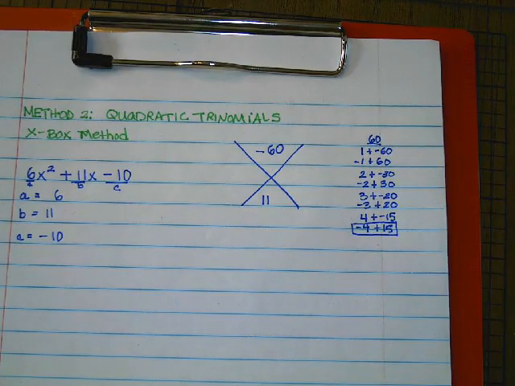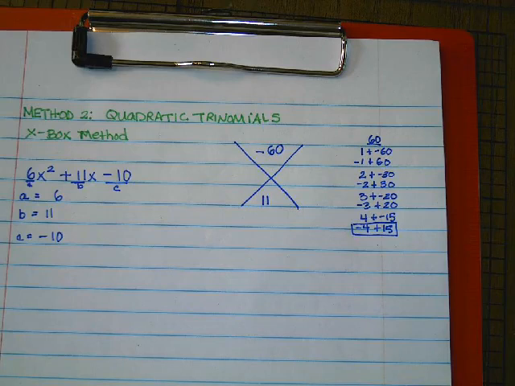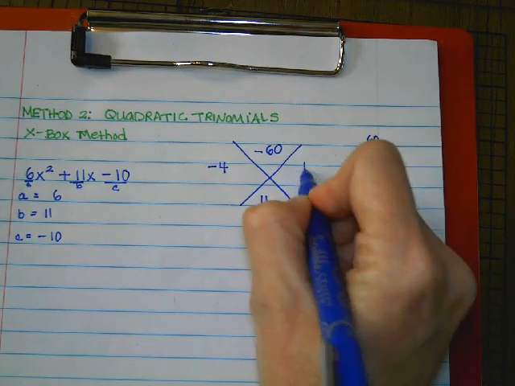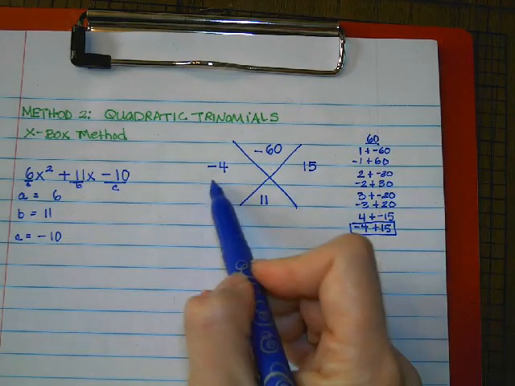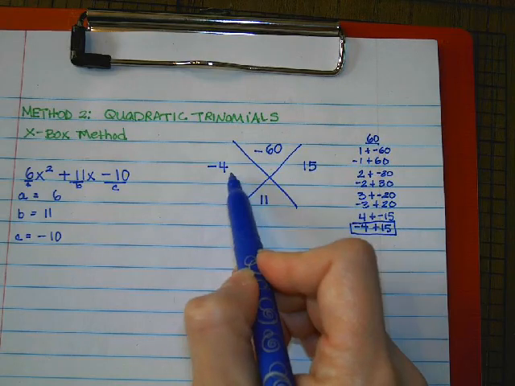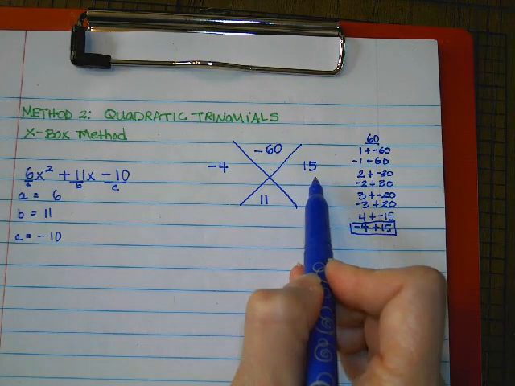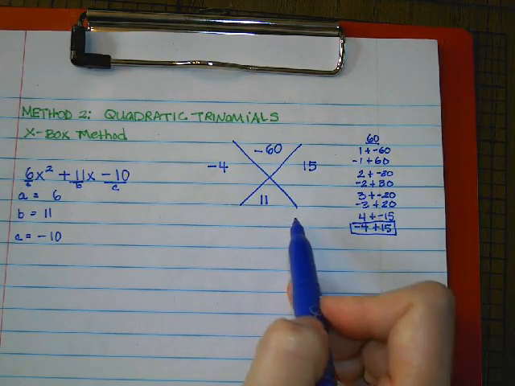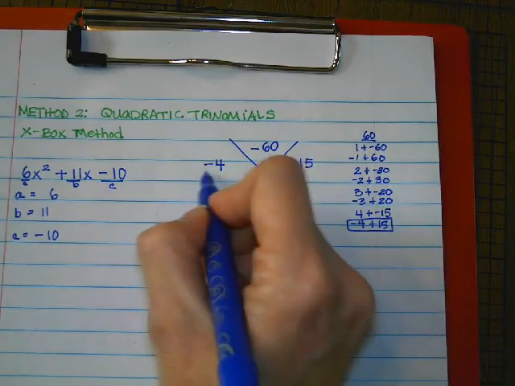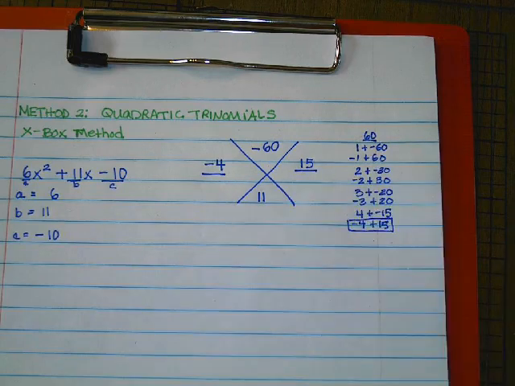All right, so now our factors are -4 and 15. So we're going to write those down, -4 and 15. Because -4 times 15 is -60, and -4 plus 15 is equal to a positive 11. Fantastic. But we're not done. We have to put each of these values over the A value.